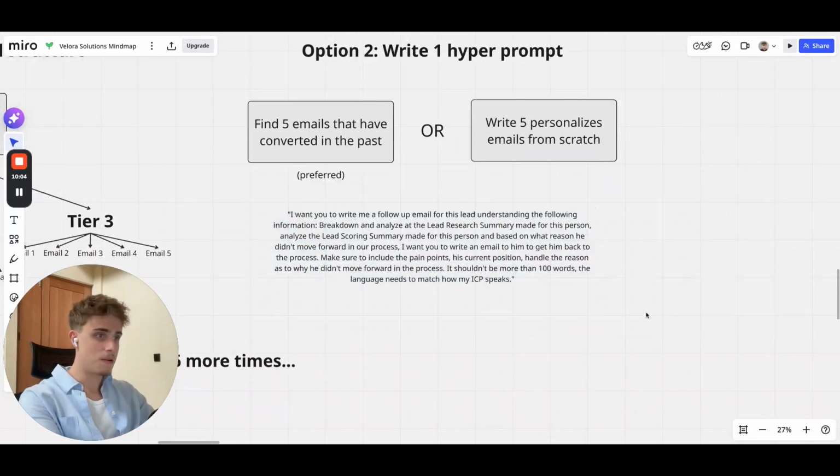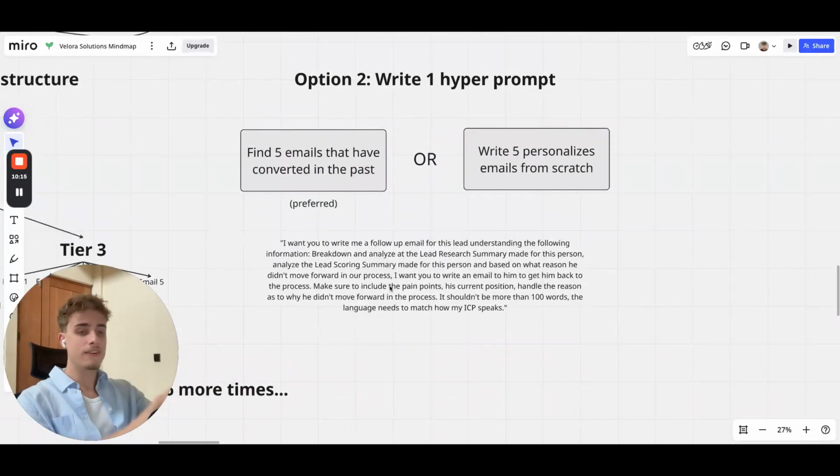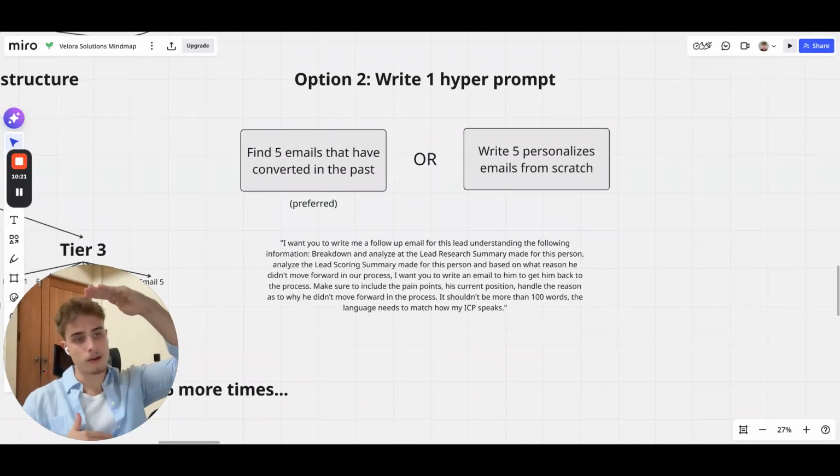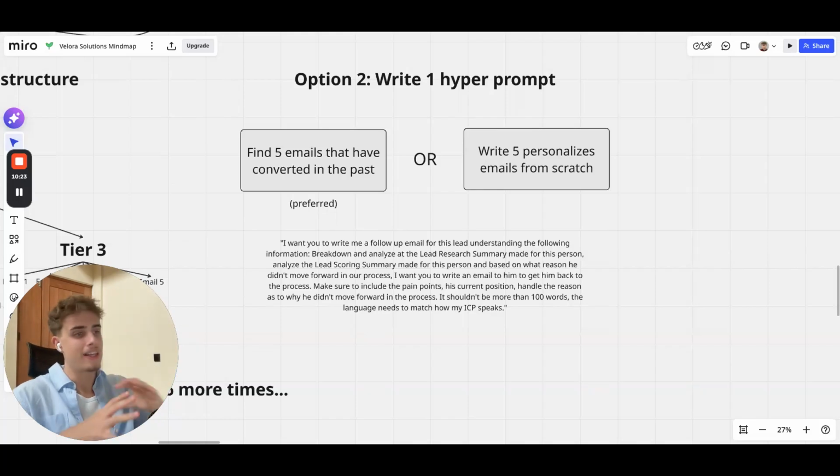Okay, I just have an example here. I want you to write me a follow-up email for this lady, understanding the following information. Break down and analyze the lead research summary made for this person, analyze the lead scoring summary. So you need to give it a very long prompt. You don't need to write this manually. You can ask Claude to make a prompt for you, but it needs to be a prompt this big. You cannot just give it a 1-sentence prompt. It needs to be very, very detailed.